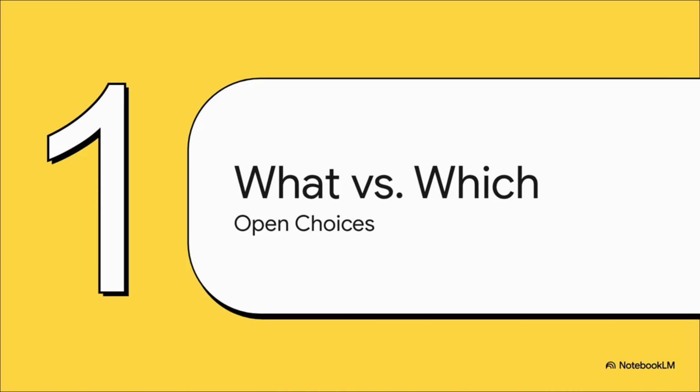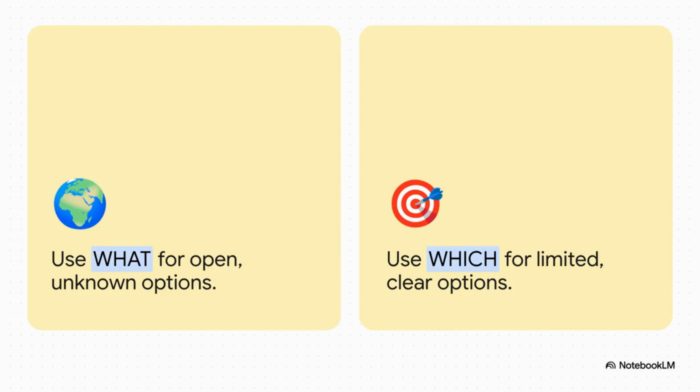All right, first up, the big showdown between what and which. Now, the secret here has nothing to do with complicated grammar. It's really all about just counting your options. Seriously, that's it. It really just boils down to this one simple idea. You use what when your options are wide open, unknown. And you use which when you've got a limited, specific set of things to choose from. That's the whole rule. Let's see how it works.